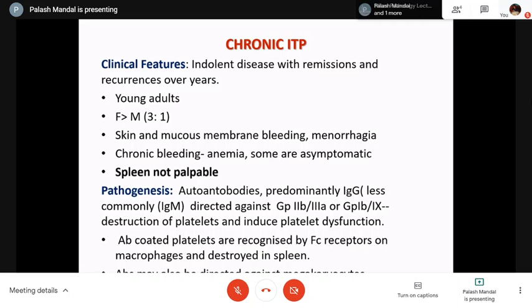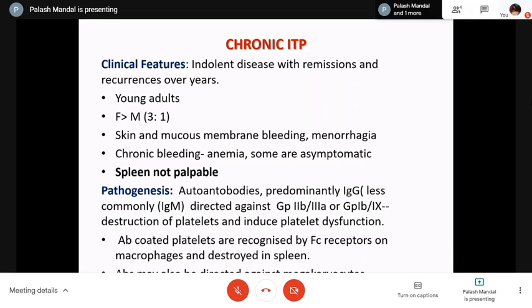These molecules, GP2B, 3A, are present in the platelet, not near the von Willebrand factor. They help in the adhesion of the platelets with the von Willebrand factor. That is very important, so you have to understand why we are talking about these glycoproteins, GP2B, 3A, and GP1B and 9. They are related to the functional activity of the platelet.